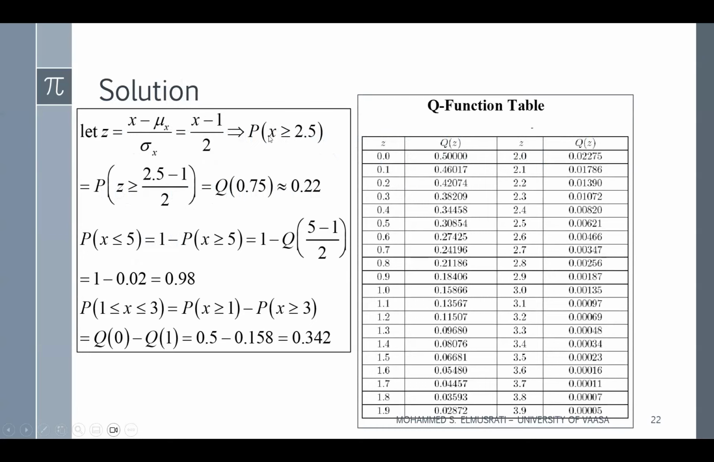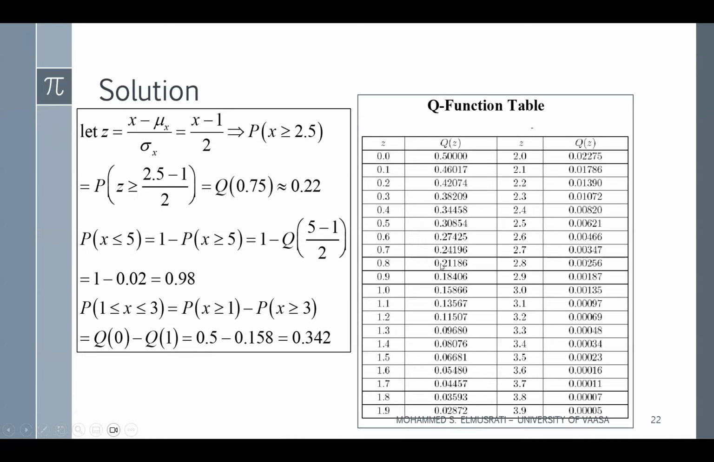And then we would like to calculate the probability that x is greater than or equal to 2.5. So now we have this x minus 1 divided by 2. Because we cannot use x directly, as I said, the normal or Gaussian distribution doesn't have a closed form, I need to convert it to the standard form. So z equals 2.5 minus 1 divided by 2. What is the probability that z is greater than or equal to 2.5 minus 1 divided by 2? This means that it is the Q of 0.75.